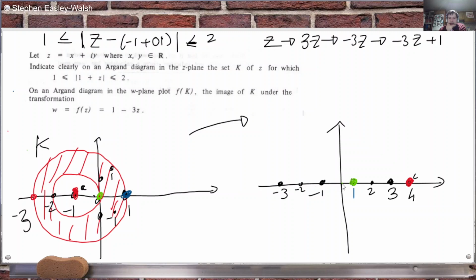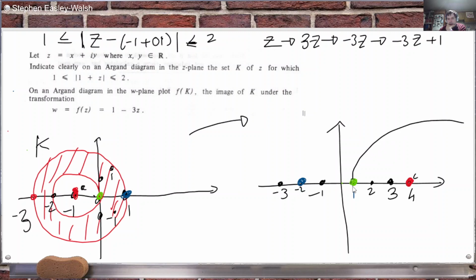So start at 1. And then multiplied by 3. So we're at 3. And then minus it, we're at minus 3. And then add 1, we're at minus 2. So it looks like if that's the center, that was the inner, that's the outer, it's going to look like this.